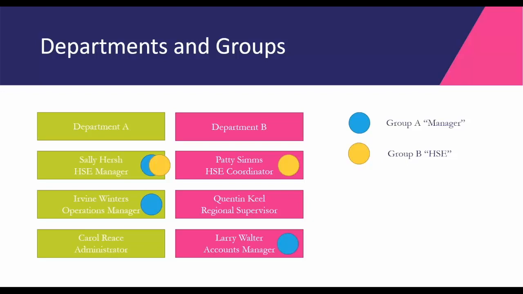So in this case, both Sally and Patty, even though they're in different departments, they can belong to Group B, HSE, and same with Group A, Irvine and Larry belong to Group A manager. And in Sally's case, she actually belongs to both groups. So she can belong to more than one group, even though she can only belong to one department.